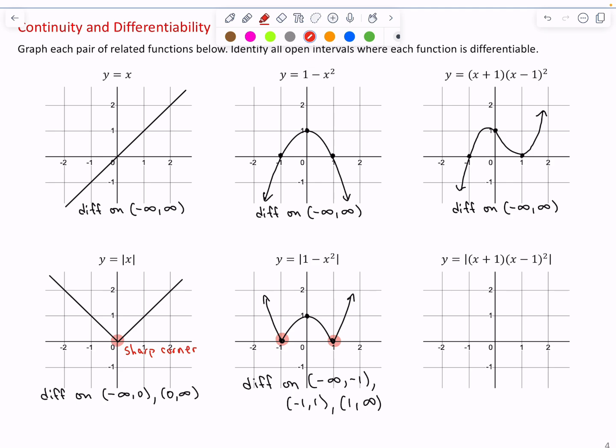But now when I take the absolute value of this function, this portion here that's below the x-axis will reflect around the x-axis, giving us this graph. Now this graph only has one sharp corner. At this x-intercept, the graph is flat and smooth. It has a tangent line whose slope is 0. So at the orange point, the function is differentiable. Only at the red point is it not. So this function will be differentiable from negative infinity up to negative 1, and then from 1 to infinity.